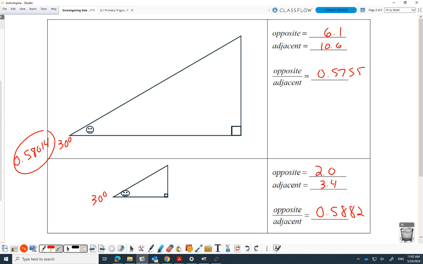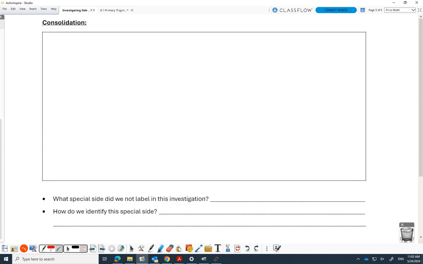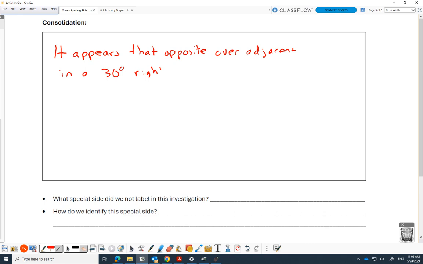Here we're ready to do our consolidation. And I'm looking for someone to be sort of clever about what's going on here. It appears that opposite over adjacent in a 30-degree right triangle is about, and when you guys raised your hands, it seemed like there were more 0.57s than there were 0.58s.